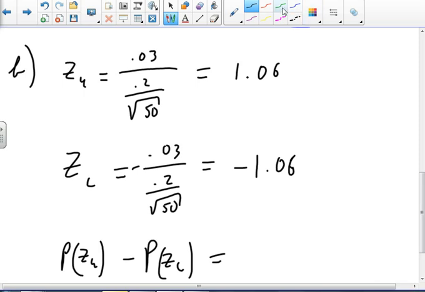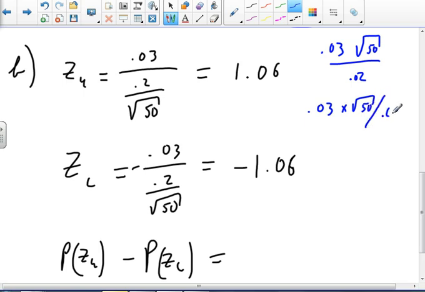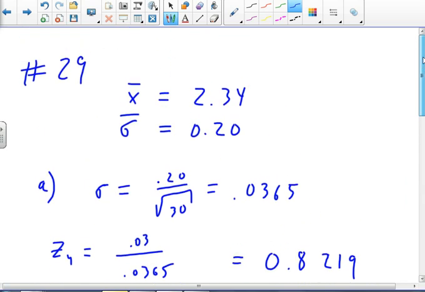So in my calculator, I'm putting 0.03. Well, I'm inverting this and multiplying. So I'm going 50 divided by 0.02. So my calculator, I'm going to put in 0.03 times square root of 50 divided by 0.02. In your calculator on the last question, how'd you divide the 4,000 divided by square root of 60?